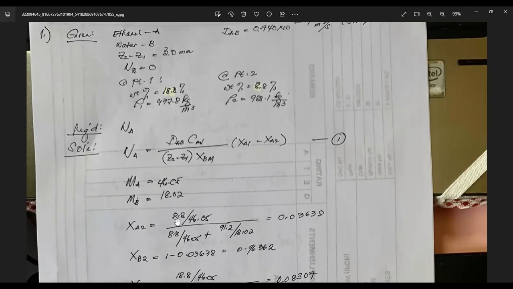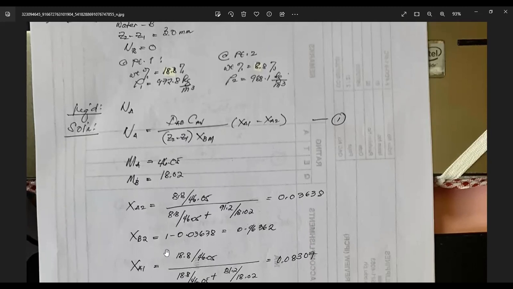So you have 8.8, you divide it by the molecular weight of ethanol, and you have the same thing in the denominator. And since you have 8.8 ethanol, it follows that your water is 91.2. You just subtract your 8.8 from 100. So these weights are divided by the formula weights to give you the mole fraction of ethanol at 0.2. You do the same for water. Once you have the mole fraction of ethanol, all you have to do is subtract it from 1. That would be for water.